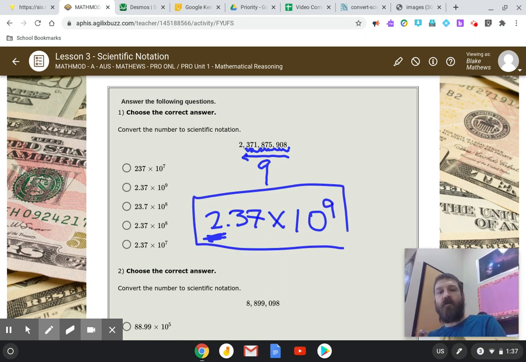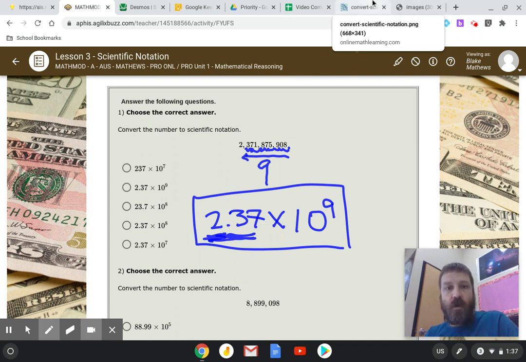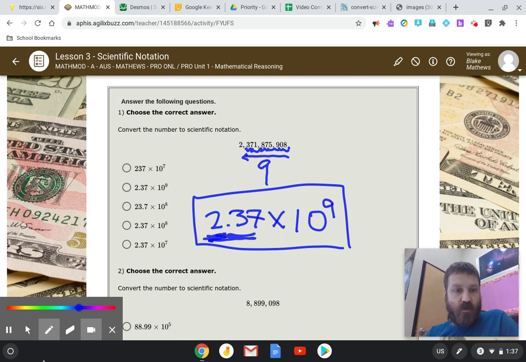And this is what the final answer looks like. So different parts of this expression: the 2.37 is the original number with just the first digit in front of the decimal and then 2 digits after. And then times 10, and then there's an exponent on 10. And that exponent is the number of spaces you moved. So obviously in this answer, we're going to be choosing the second answer choice.